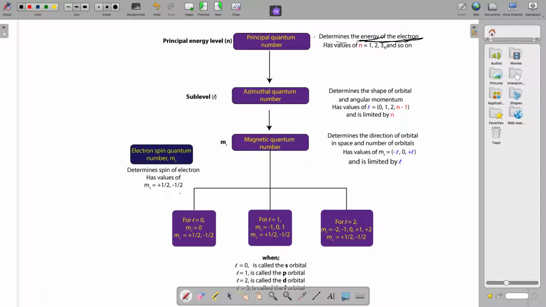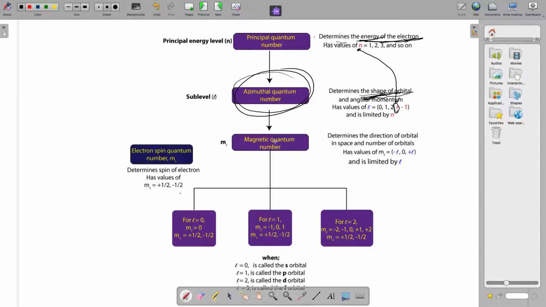Sometimes the principal quantum number is referred to as a shell, and within it you have subshells, and these subshells are specified by the angular momentum quantum number. The angular momentum quantum number determines the shape of the orbitals. Usually, it takes values starting from 0 all the way to n minus 1, where n means the principal quantum number. So as you can see, values of the angular momentum are limited by values of the principal quantum number.